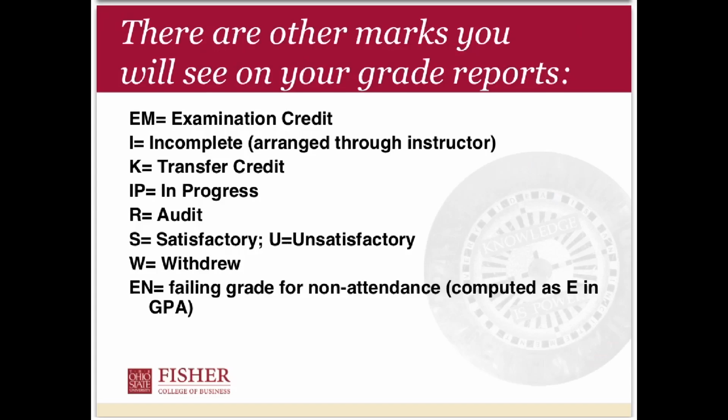Some classes don't utilize the traditional grading scale and are not graded. Instead, you'll receive a mark of satisfactory or unsatisfactory. A W is a mark that is put on your record when you drop a class after the published registrar deadline. There are many different drop deadlines throughout a semester that you need to be familiar with. So when in doubt, ask your advisor.